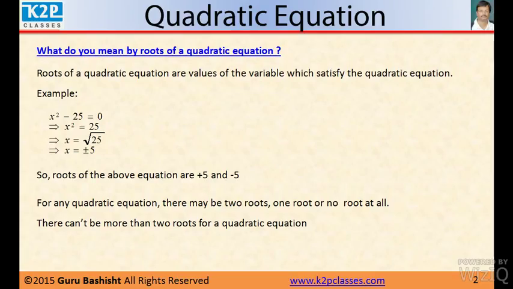For any quadratic equation, there may be two roots, one root, or there may not be any real roots at all. There cannot be more than two roots for a quadratic equation.